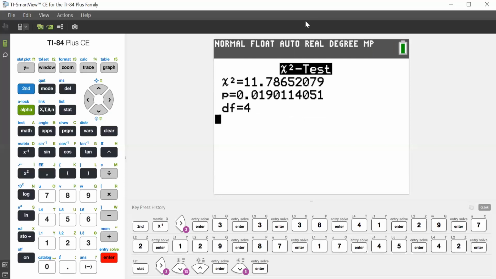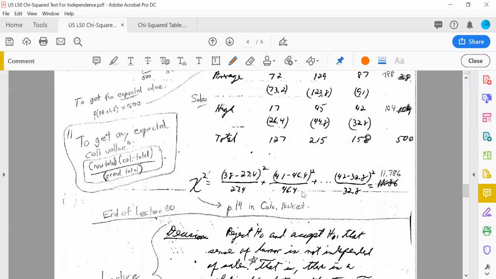Okay, so let's go to our notes once again. Let's finish this up. I wrote 11.786. If you calculate it by hand using the same methods that you did before, observed score minus the expected quantity squared divided by expected, and do it for all 9 cells, you're going to get chi-square. If you are curious and forget what I just did on the calculator, you could always go to page 14 in the calculator packet that I gave you, and you'll be right there. Now, question.